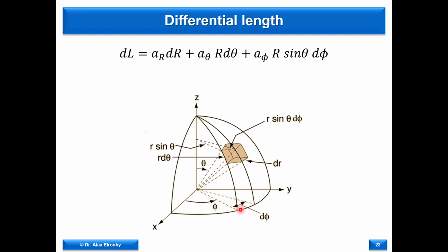So this is the arc here. The length of this arc equals R sine theta, which is this length, and the curvature would be d phi. So R sine theta d phi. This is the length along the phi direction.